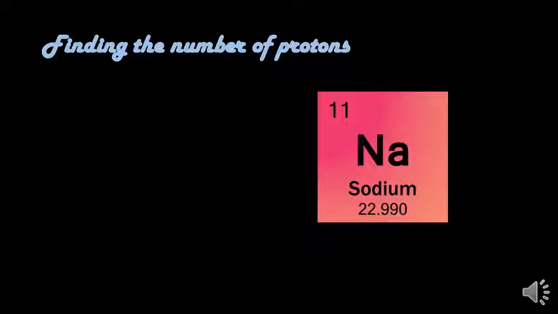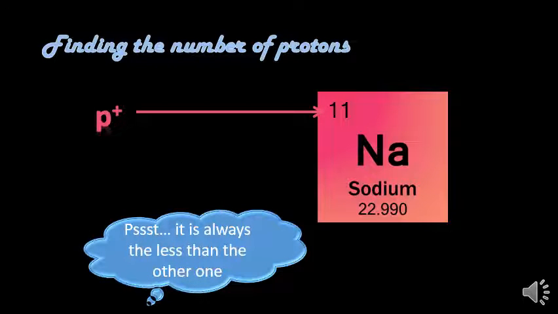Finding the number of protons is easy. The number of protons, if you look at your periodic table, locate sodium. Yeah, you're probably going to need a periodic table from now and forever. But the proton number will always be the lesser valued number in the box.